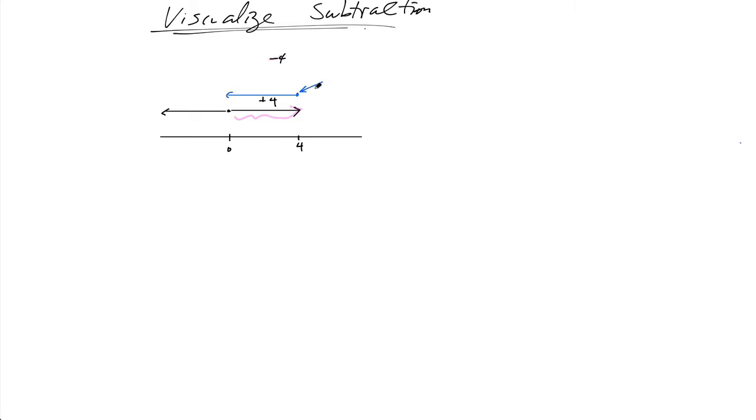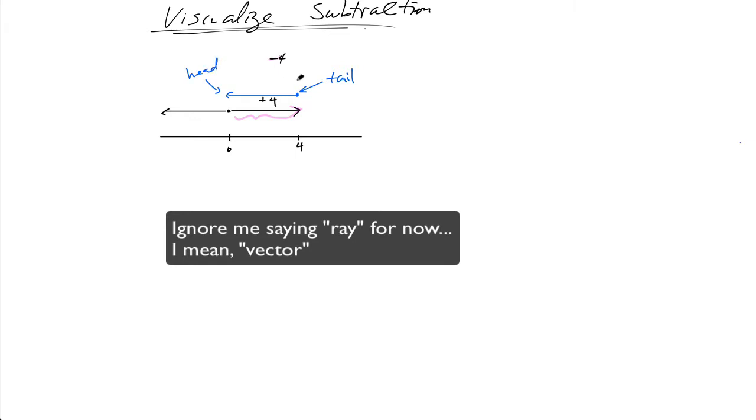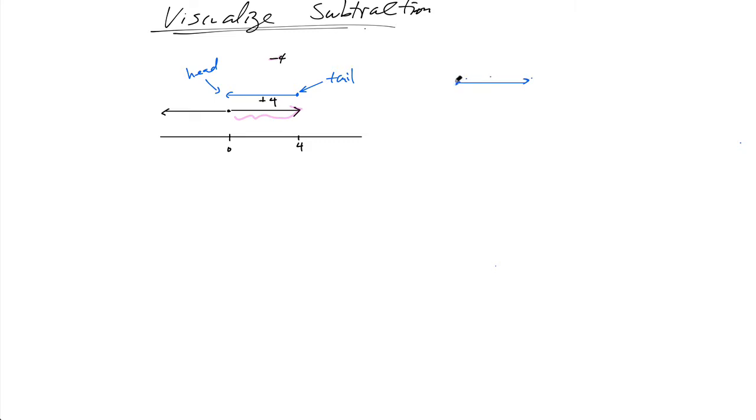So let me give it some names here. This is the tail end of the arrow, or the ray, and this is the head of the ray. With a tail and a head, we call this a vector. It's just an arrow that has a beginning and ending, telling you which direction it's going to, and it describes the size. So hopefully it's pretty simple to understand that this is plus 4 and minus 4 is just going the other way.